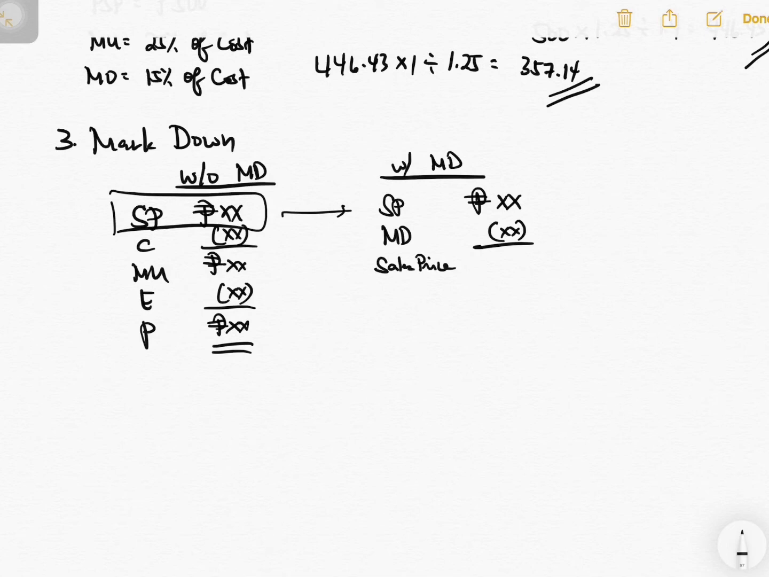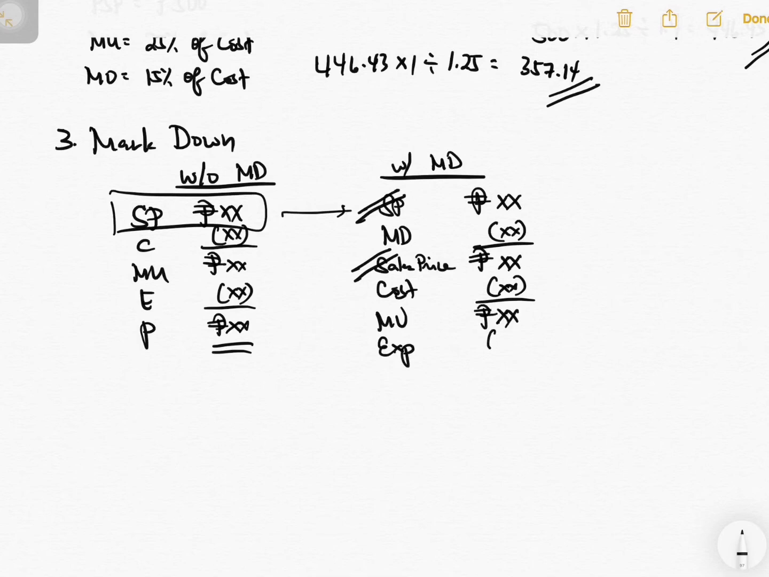So there's a difference. This is selling price. This is sales price. So that's different. And then proceed as usual, minus cost to get your markup, minus expense to get your profit. So this is the template that you want to be using, no, when dealing with markdown problems. So let's try this one with a problem.